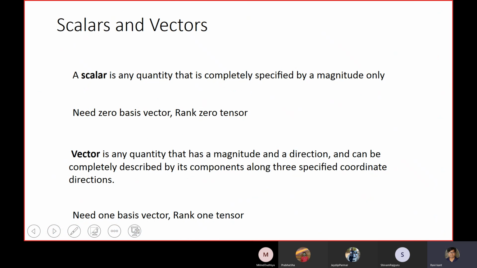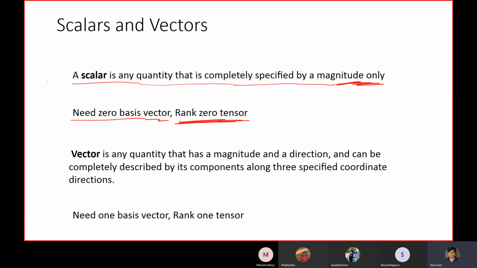Now let's talk about this. This is what I have written again. A scalar is a quantity that is completely specified by magnitude only, and it needs zero basis vectors and has zero rank, which is also called a zero rank tensor. A vector is a quantity that has a magnitude and direction and can be completely described by its components along three specified coordinate directions. If you are working in three-dimensional space. If you are working in four-dimensional space, you need to specify four components: i, j, k, and l also.